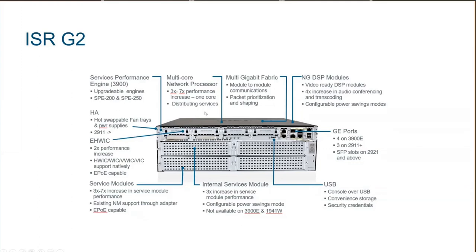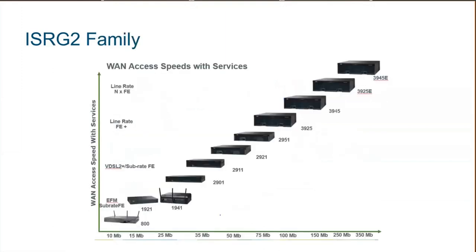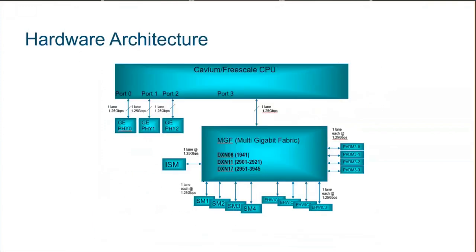Apart from that, we have the multi-core processor, and the multi-gigabit fabric is also present, similar to the ISR 4K devices. So this is the ISR G2 family. We have 1921 and 1941 in the 1900 family, and in 2900 we have 2901, 2911, 2921, and 2951. And in the 3900 we have 3925, 3945, and 3925E and 3945E. These routers provide higher throughputs, and as I was telling, most of them are towards end of life, and we won't be supporting them for a longer time.